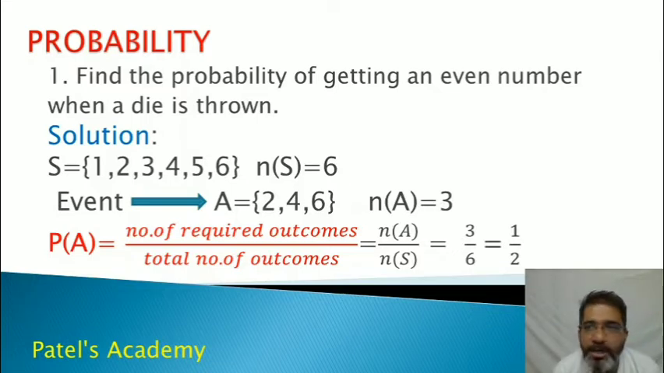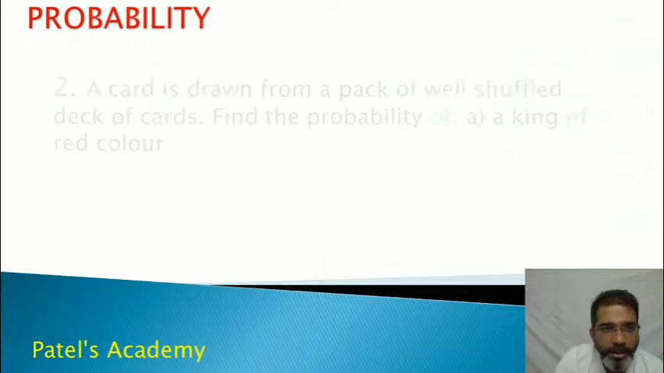So now we are going to study the formula for probability. So what is probability? Probability equals the number of required outcomes, or number of desired outcomes, upon the total number of outcomes. So for this particular sum, the total number of outcomes is 6, and out of that, the required outcomes are 3. So it is going to be n(A) upon n(S). That is the formula. 3 upon 6. If I reduce, I'll get 1 upon 2. Let us take one more example.